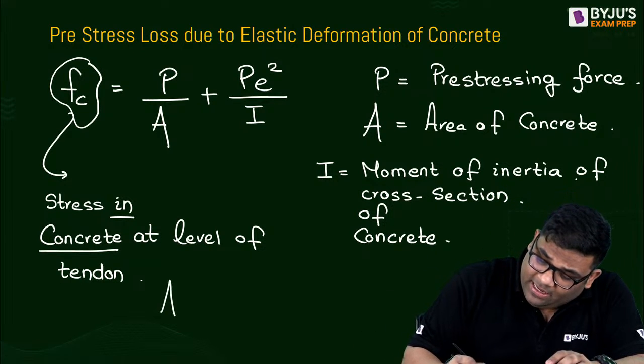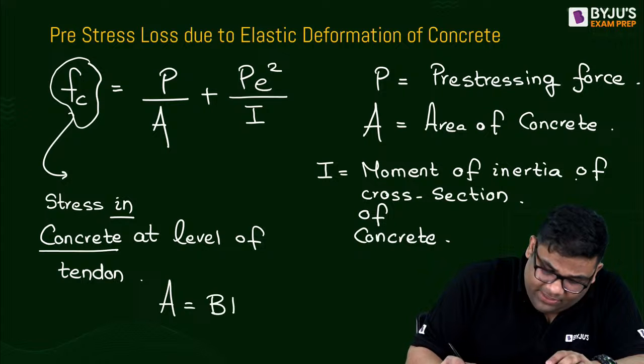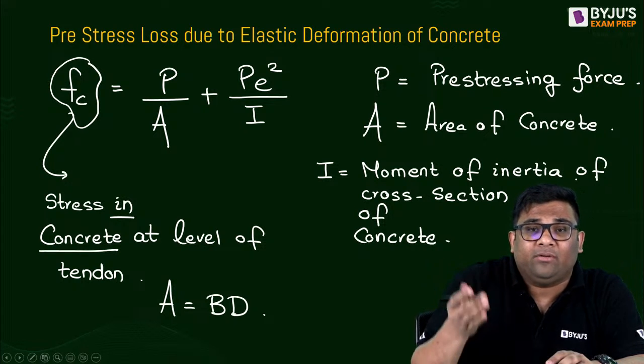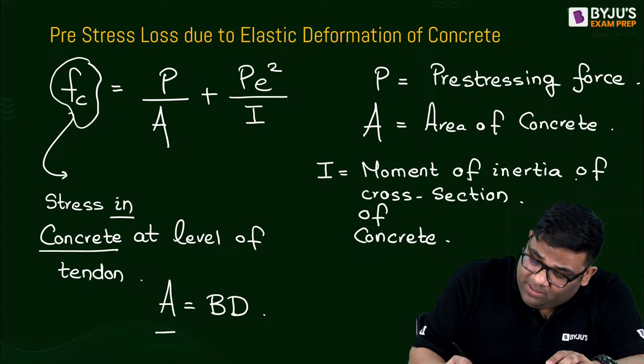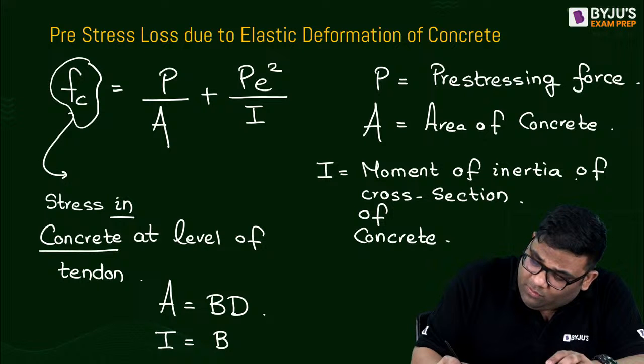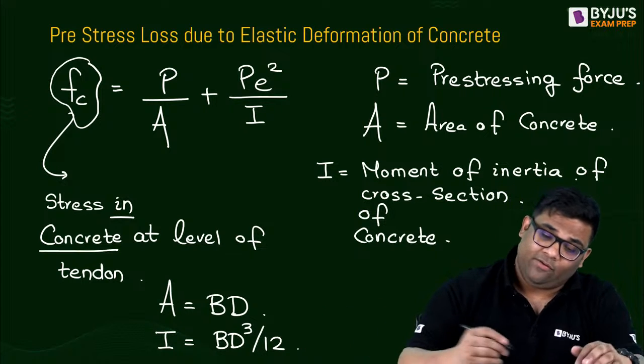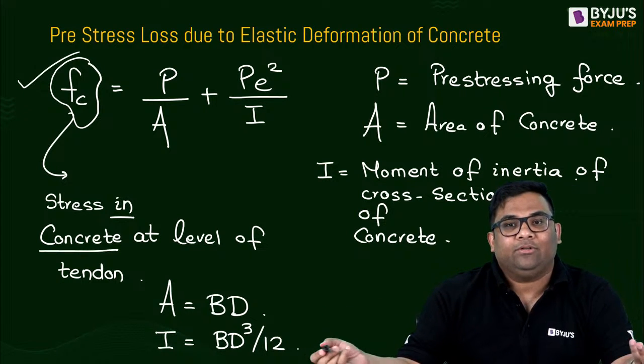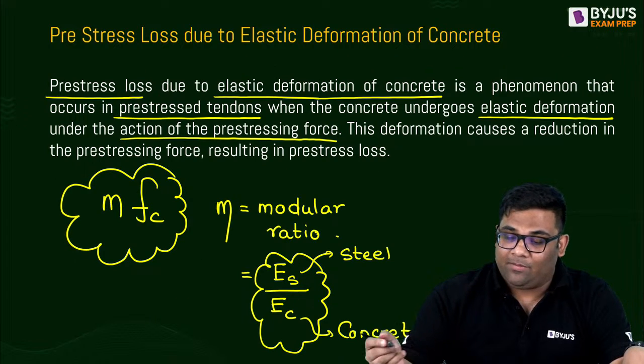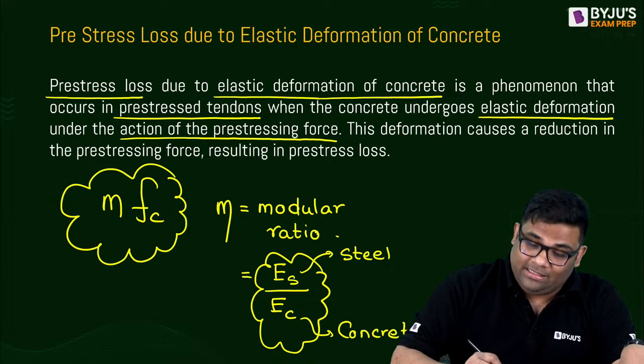Now, normally beams are rectangular, right? So what will be A? A will be B into D. Yes, good evening civil flow. And then what will be the moment of inertia? It's rectangular, so BD cube by 12. Very easy. And E is your eccentricity. So nicely you can find out Fc. Multiply with the modular ratio M and you get this loss.